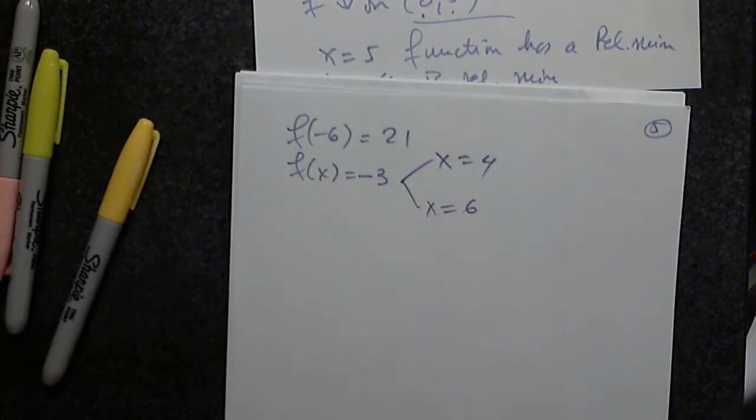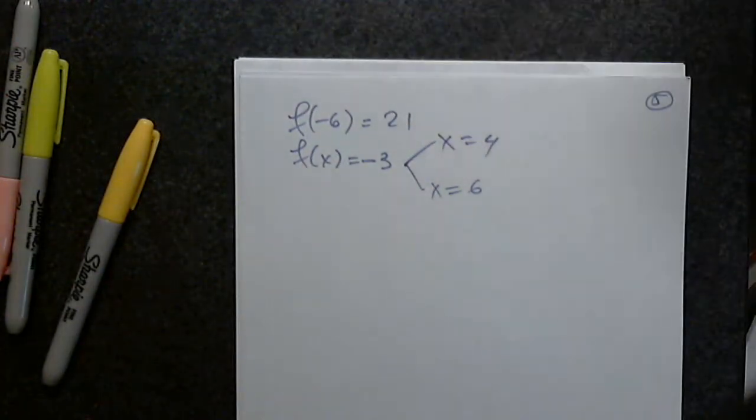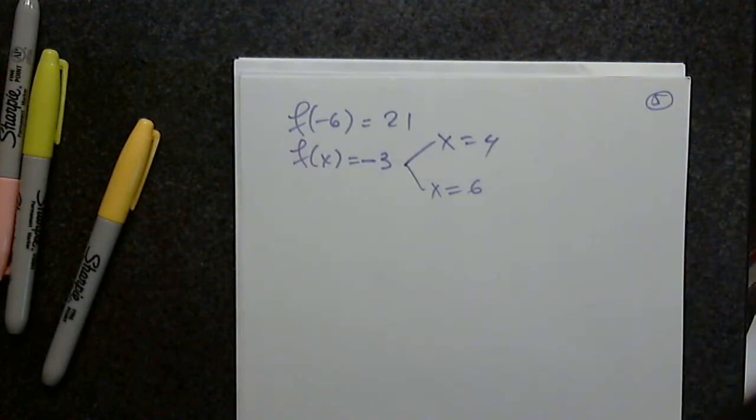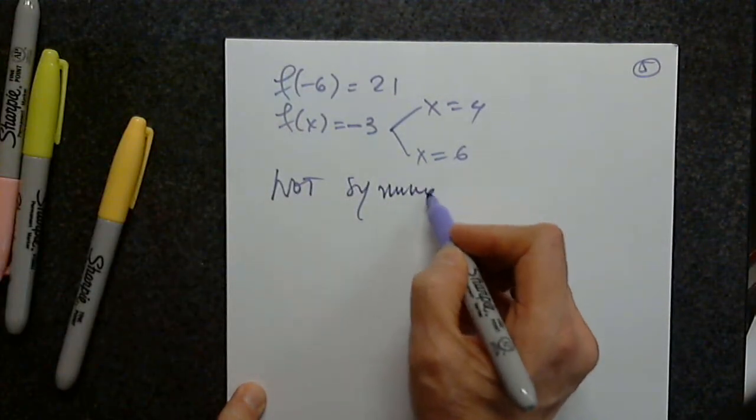Six. 7 is 0. Perfect. Is this function odd, even, none of the above? Is the graph symmetric with respect to the y-axis? Of course it's not. Not symmetric.